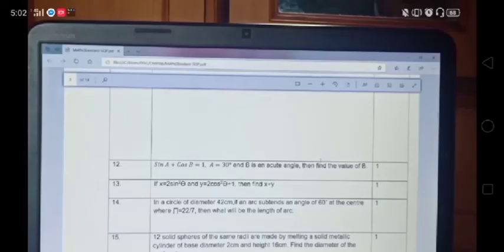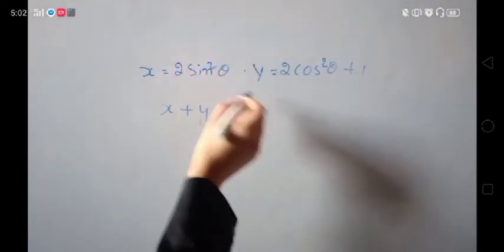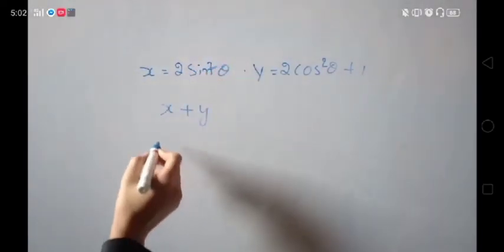Next, we come to the 13th question. If x is equal to 2 sin square theta and y is equal to 2 cos square theta plus 1, then find x plus y. Here the x value and y value are given. We have to find x plus y. So x is 2 sin square theta, y is equal to 2 cos square theta plus 1, and we have to find the x plus y value.